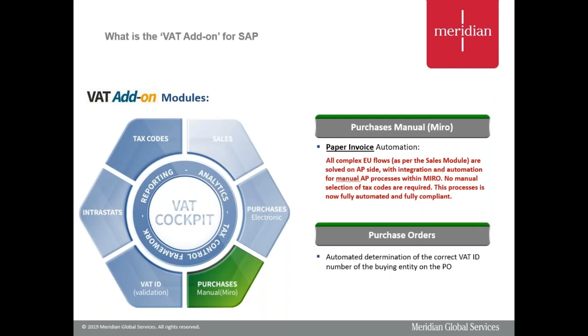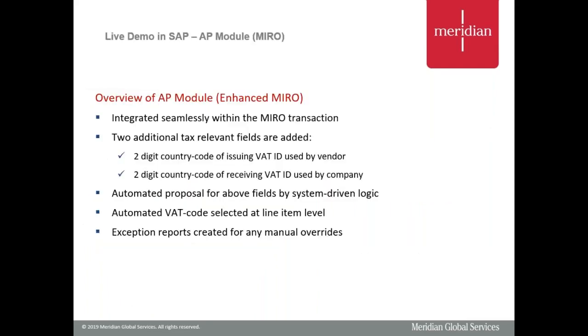We can also automate the determination of the correct VAT ID number on the buying entity purchase order. When we look at the overview of the AP module for Enhanced Miro, we've integrated seamlessly within that standard Miro transaction to have as little impact on your system as possible.